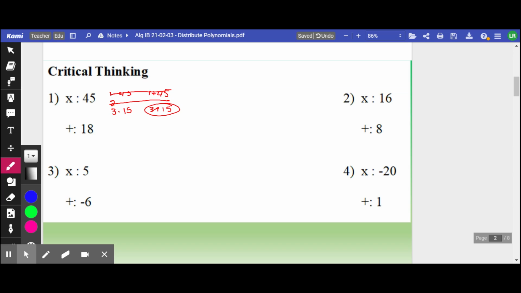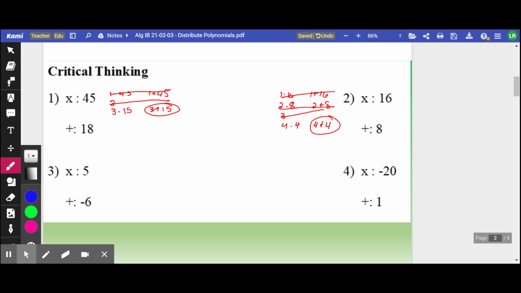Number 2, start off. 1 times 16 is 16, 1 plus 16 is 17, so that's not going to work. Next number is 2. 2 times 8 is 16, but if I add them, I get 10. I'm looking for 8. 3 doesn't work. 4, and 4 times 4 is 16. 4 plus 4 is 8. So the two numbers are 4 and 4.